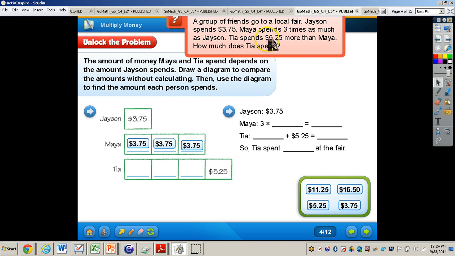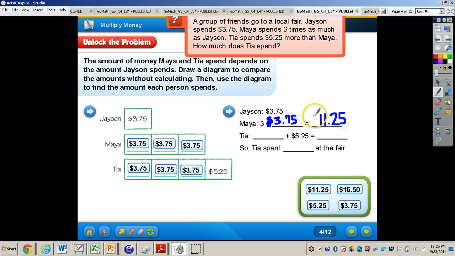Okay, now Tia spends $5.25 more than Maya. Now, what we need to figure out, first of all, how much does Maya spend? So we see that Maya spends 3 times as much as Jason, so Tia spends that 3 times as much, and on top of that 3 times as much, it's $5.25. Where do we get that from? Tia spends $5.25 more than Maya. So Jason spends $3.75. Let me make this a little bit smaller here. Maya, 3 times $3.75, which equals, so 375 plus 375 plus 375 is going to give me $11.25. So that's how much Maya spends.